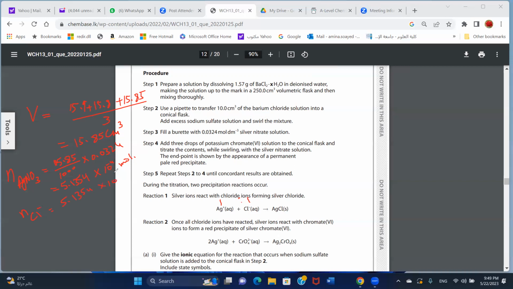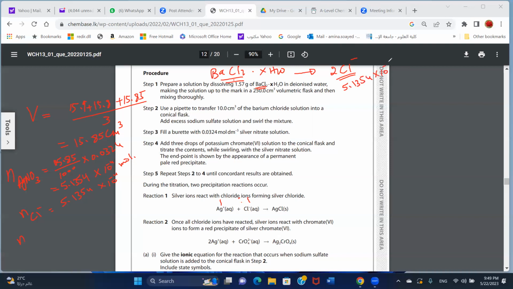Okay, but we are not dealing with the chloride ion alone. Here the mole ratio is 1:1, but in barium chloride, each barium chloride would produce how many chloride ions? It produces 2 chloride ions, isn't it? Which means that in barium chloride, we have 2 moles of chloride, not only 1.